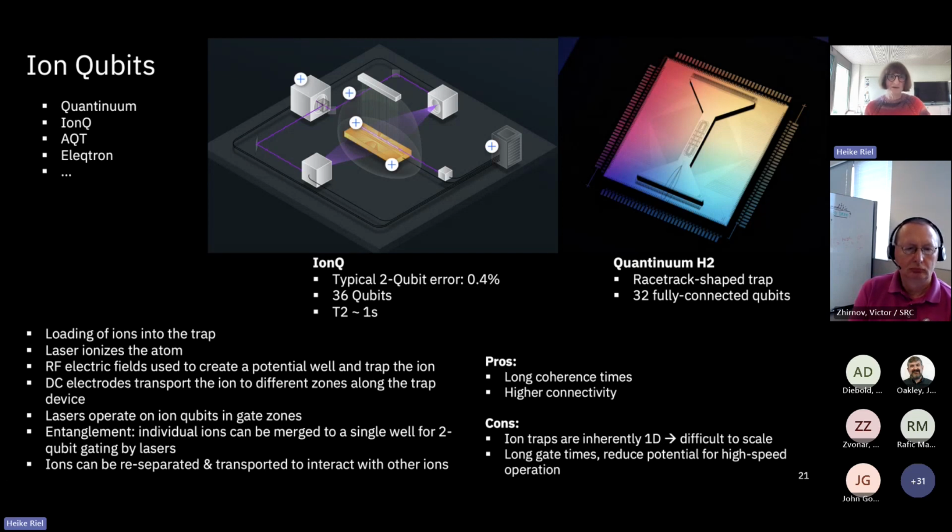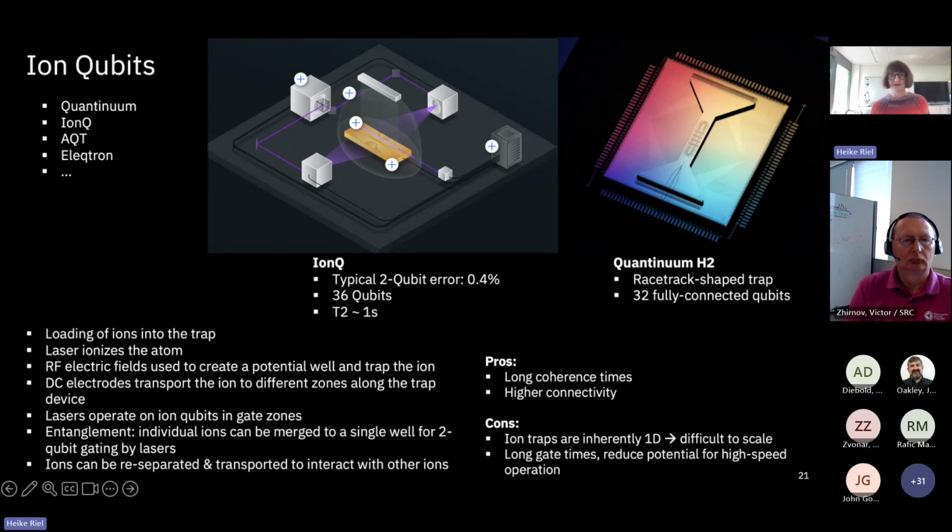And this is actually, for ion qubits, unfortunately, a bit long. So they have long coherence times, but they also have long gate times, which reduce the potential for high speed operation. And one advantage is higher connectivity, but on the other hand, it's more difficult to scale these types of qubits. Quantinuum's latest chip is shown here.